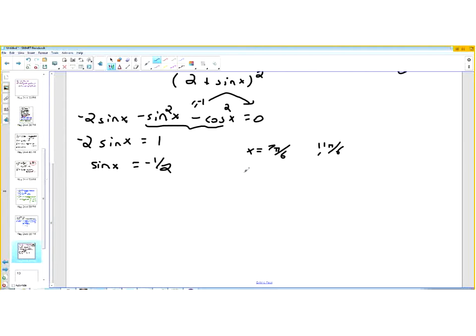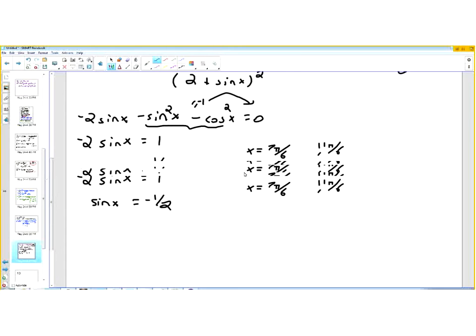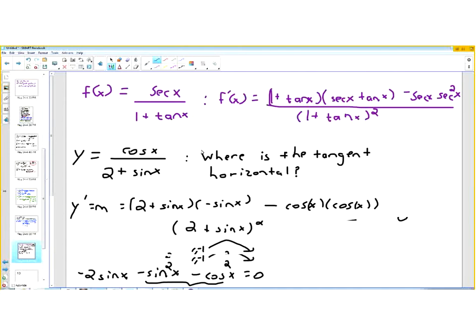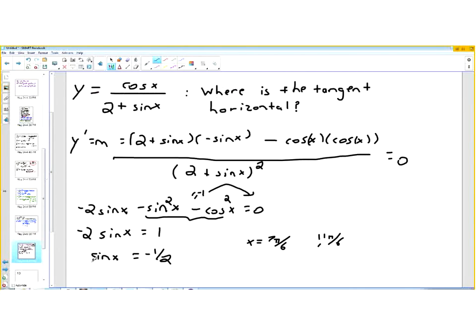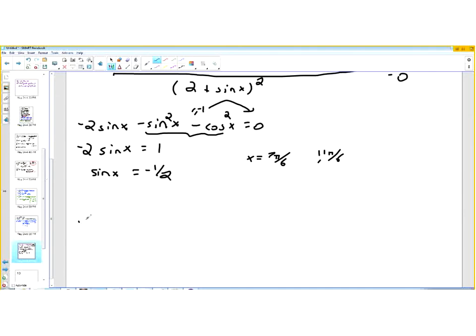Okay, and so at x equals 7 pi over 6, the output is what of the function? So if we plug in 7 pi over 6, so let's do that. y is equal to, and if you don't know the 7 pi over 6, get with me and I'll show you where I got the 7 pi over 6 and 11 pi over 6.